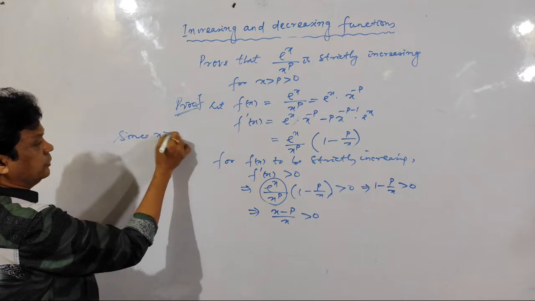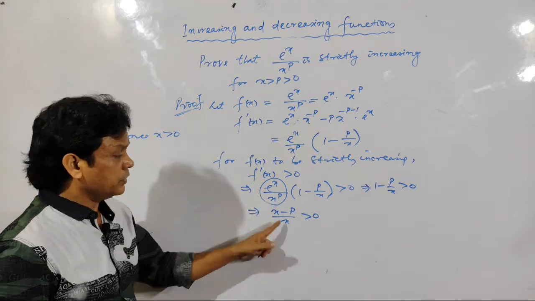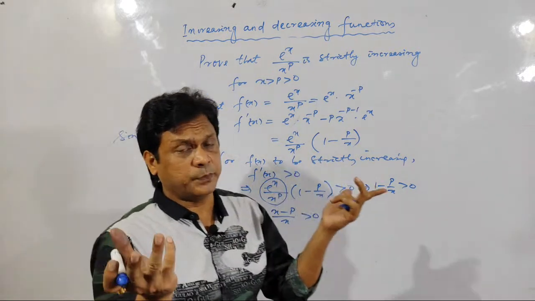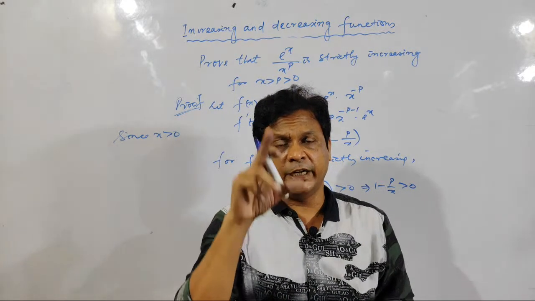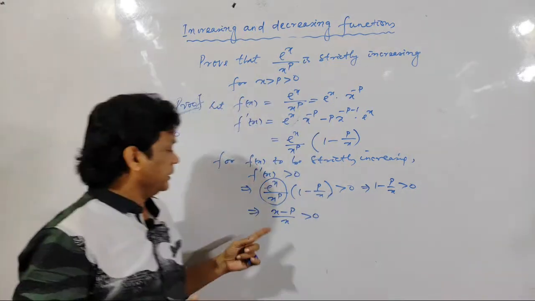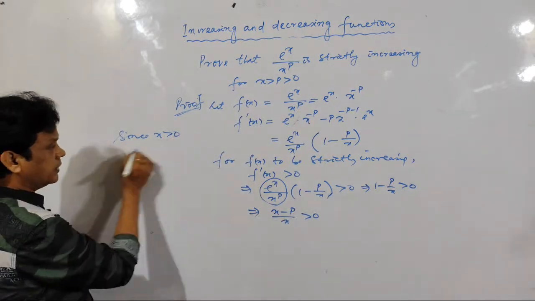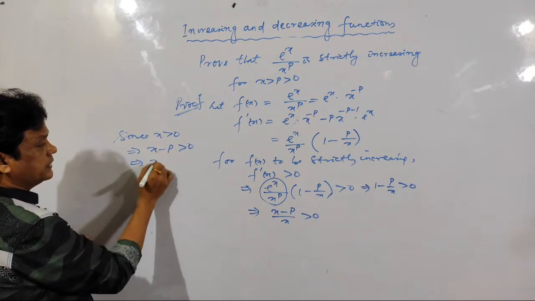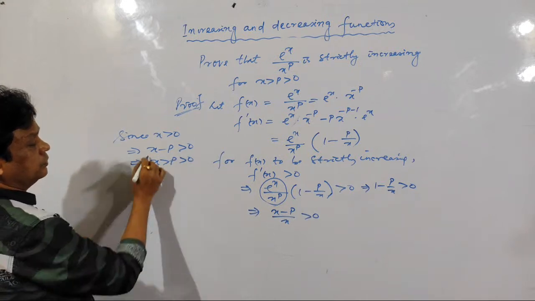And since x is greater than 0. Why are you taking x greater than 0? Because base cannot be negative. See here, p by q is positive. Under what condition is p by q positive? If both are of the same sign: either both negative or both positive. Since x is positive, this quantity should be positive. Since x is greater than 0, x minus p should be greater than 0. That means x is greater than p, which is greater than 0.